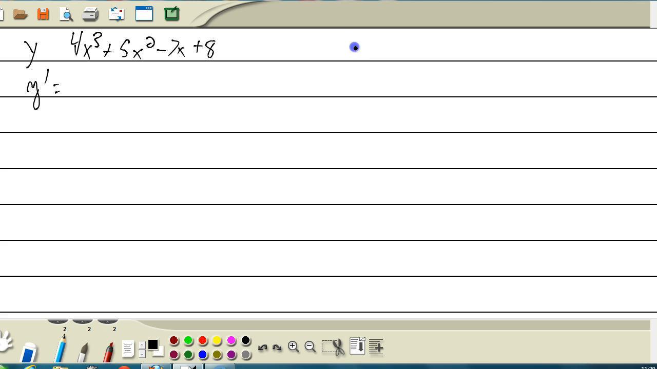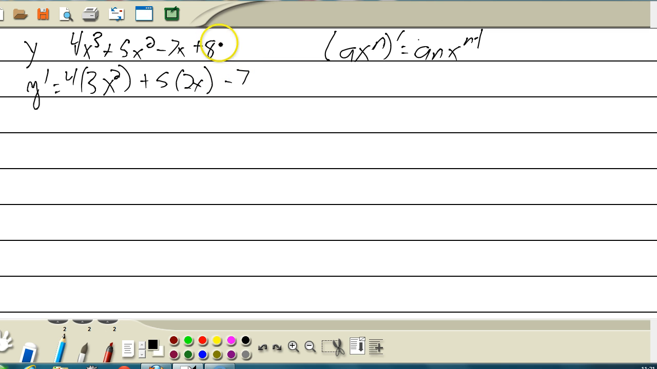So remember the general rule in taking the derivative of a power function. It's n x to the n minus 1. So you bring down the exponent, and then for the new exponent you just subtract 1 from it. So it's going to be 4 times 3 times x squared plus 5 times 2x minus 7. The plus 8 goes away. Alright, so this becomes 12x squared plus 10x minus 7.